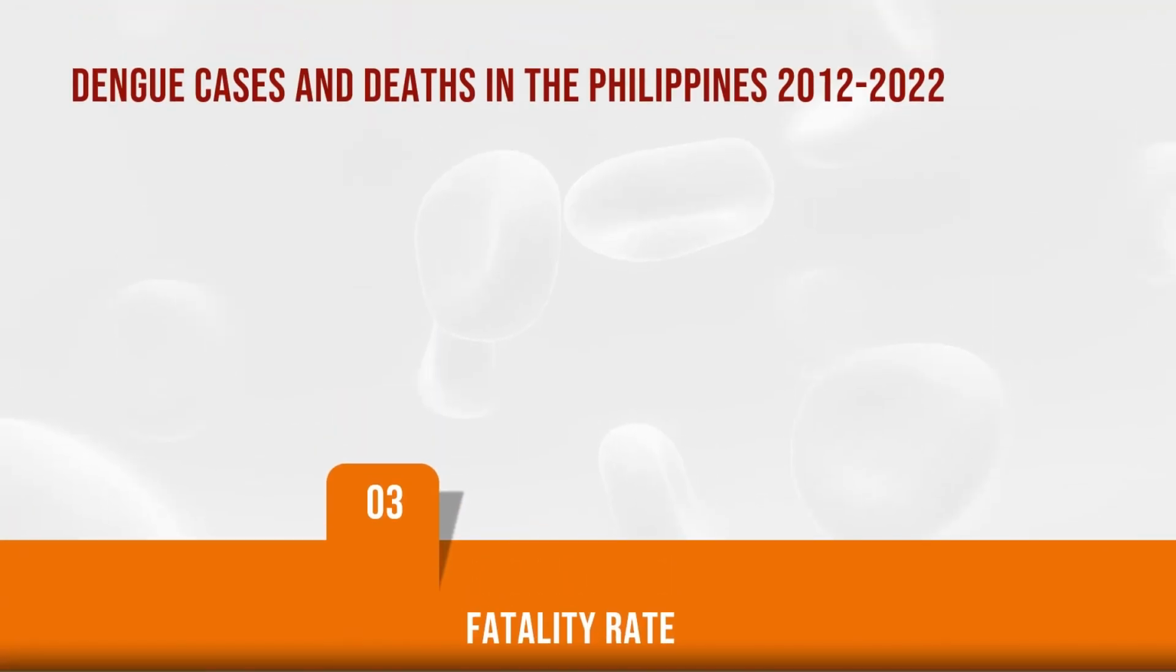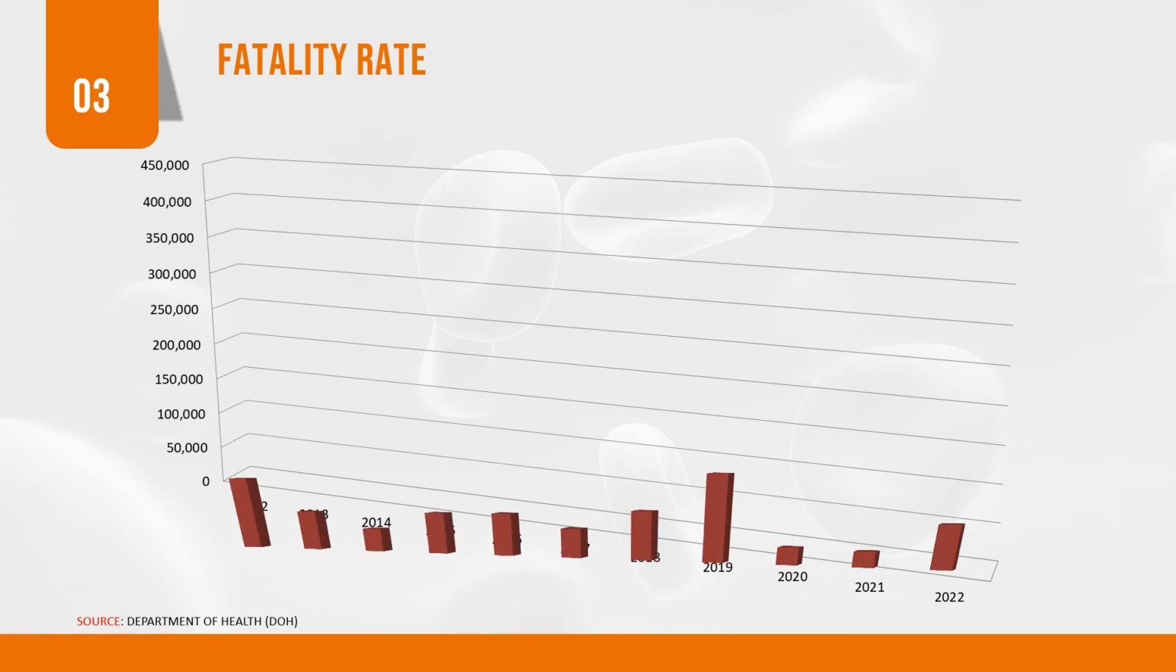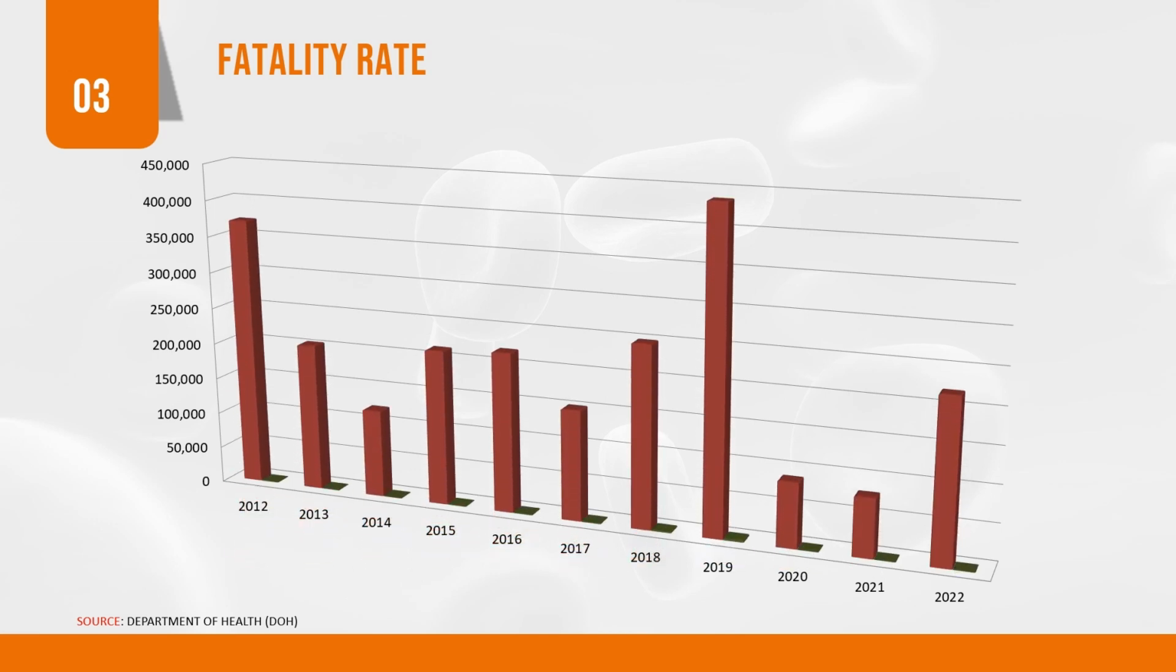Next, we have the fatality rate. In epidemiology, the case fatality rate is the proportion or percentage of people who died of dengue among those who were infected. So again, we have our number of cases and then deaths, and here is the fatality rate each year.